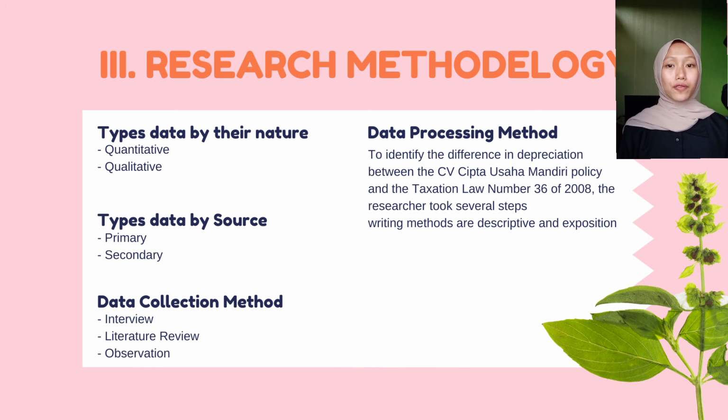And then type of data by source. There are primary data. The primary data used are interviews about company profiles and explanation about the company's fixed assets. And then secondary data. Secondary data in this study is a list of fixed assets, income statement, statement of financial position, and fixed asset accounting policy at CV Cipta Usaha Mandiri. Data collection. Data collection methods are interviews, literature study, and observation.